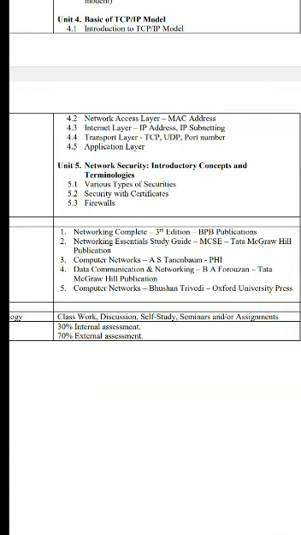The various books you can refer to are Networking Complete, which is a very good book, Computer Networks by A.S. Tannenbaum, Data Communication and Networking. These are the top books which are available in the library as well.